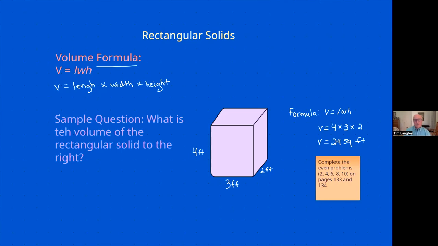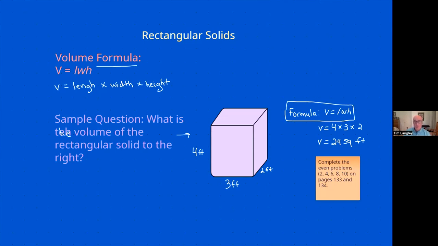So I've got a sample question down here in purple. What is the volume of the rectangular solid to the right? There's my rectangular solid here. It's got a height of 4 feet, a length of 3 feet, and a depth of 2 feet. So again, please write out the formula. Volume, V equals LWH. Plug in your numbers. V equals 4 times 3 times 2. V equals 24 cubic feet.